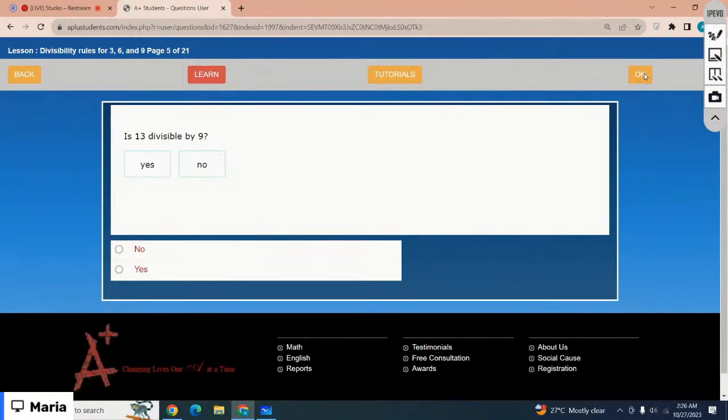Is 13 divisible by 9, which is the correct option? The correct option is no, 13 is not divisible by 9.